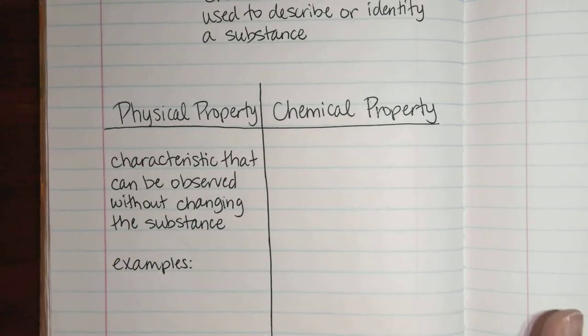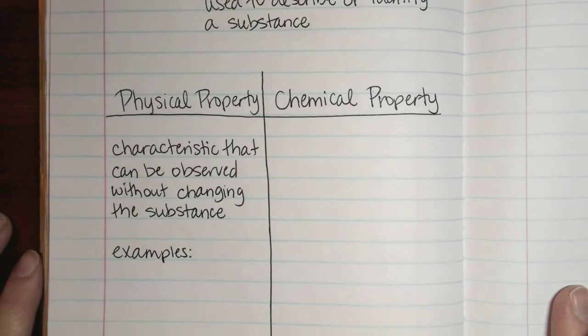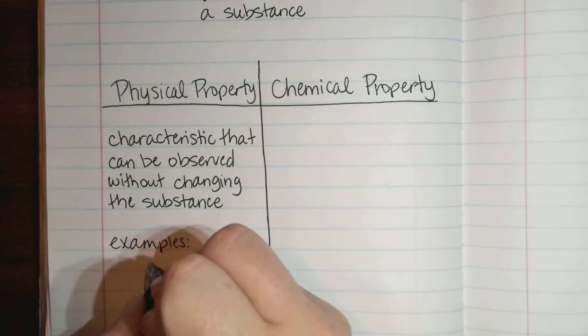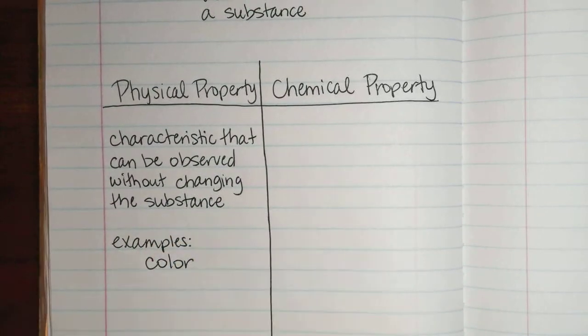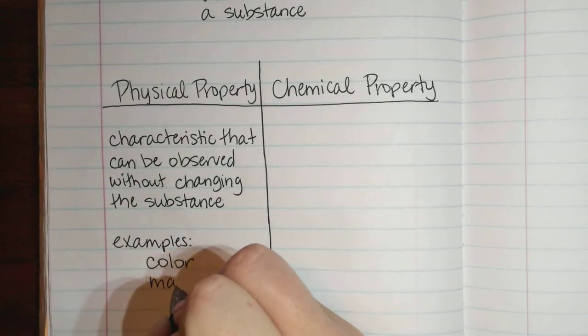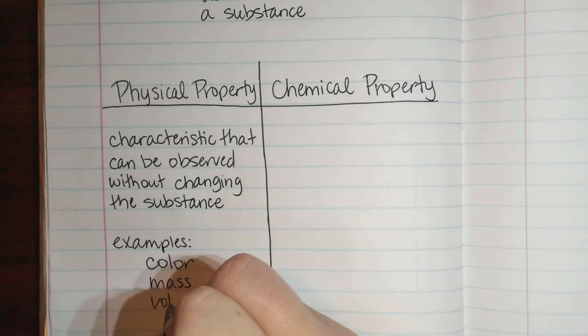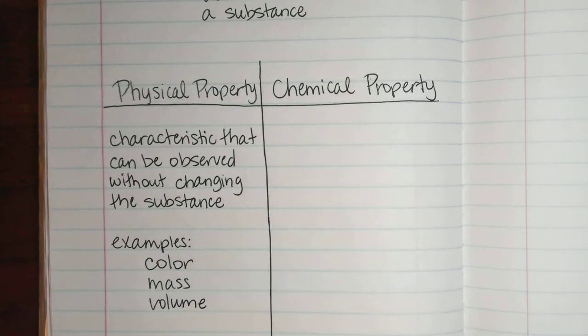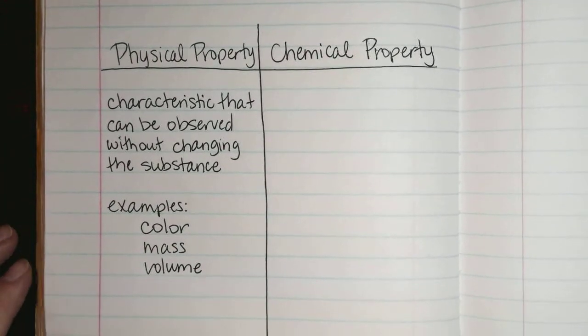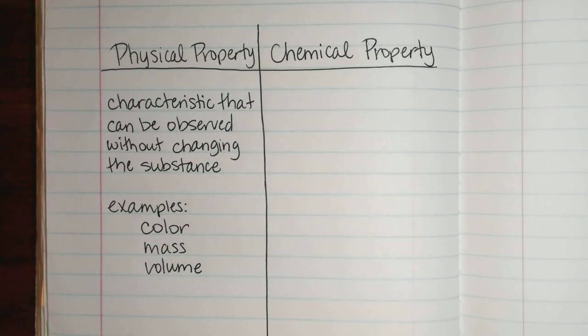All right. So an example of a physical property, something that we could see or observe or measure without actually changing the substance, would be color. We can look at something, any type of substance or object, and determine the color without making any changes. We could also measure mass or volume. Those are 2 things we've already talked about this year. Again, we would not have to change anything if we were measuring the mass or the volume. The substance would stay the same.